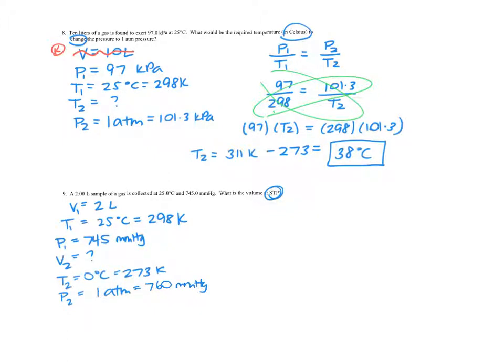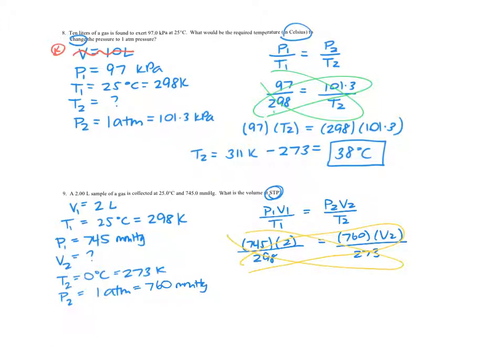So I'm doing combined gas law this time. They're all going to come into play, all 3. So it's P1V1 over T1 equals P2V2 over T2. I'm going to plug in. So 745 times 2 over 298 equals 760 times V2 that I'm solving for, and 273. So again, I'm going to cross multiply. I'm going to cross multiply everything. This whole thing times this whole thing.